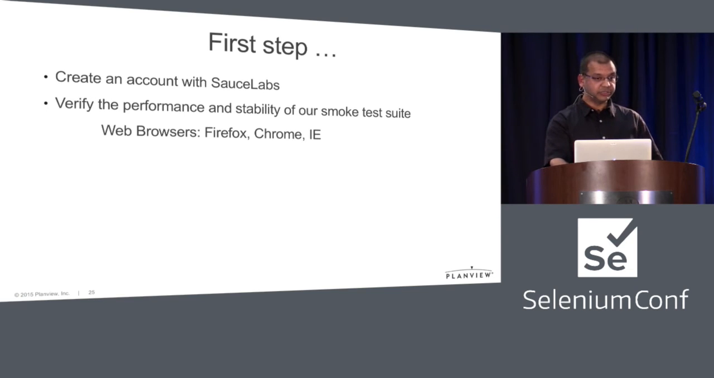So we decided to use the Sauce Labs infrastructure for this, and started with creating an account. For this particular proof of concept, we chose to use our Smoke suite, and we decided to test the performance and stability of the Smoke suite on Firefox, Chrome, and IE. This test suite contains about 20 plus tests, and we chose to run it multiple times on Sauce infrastructure and see what kind of results we get.